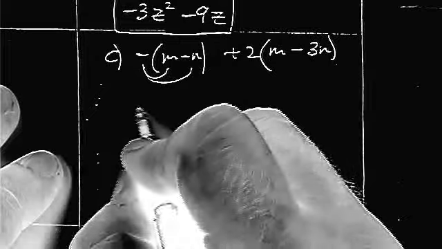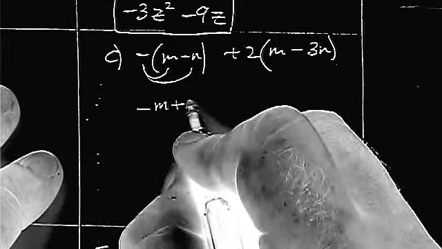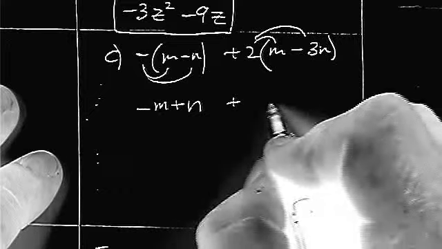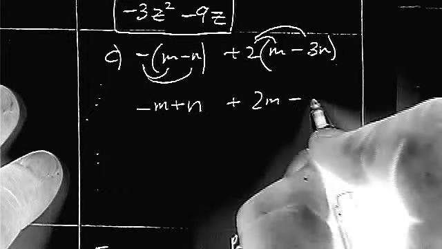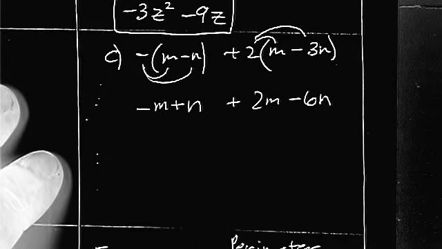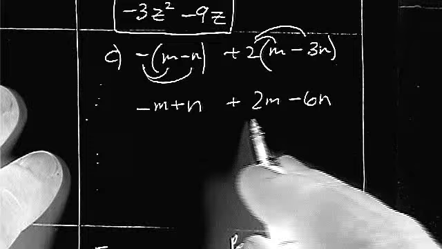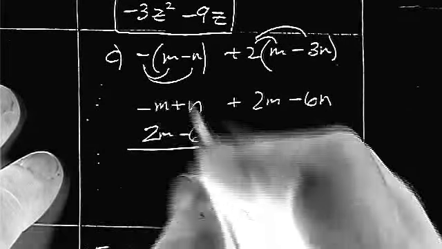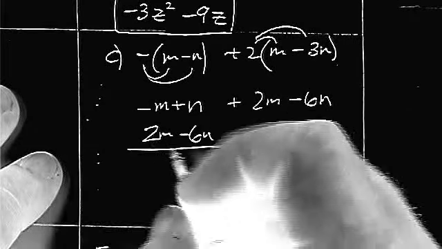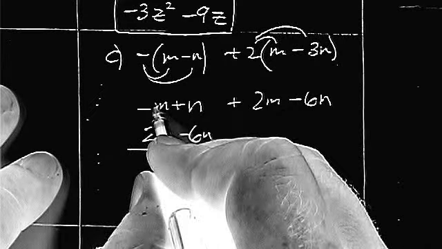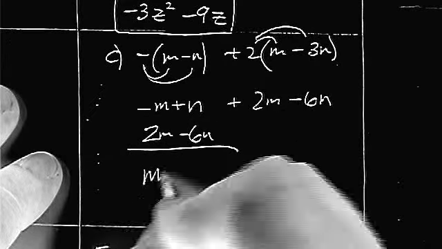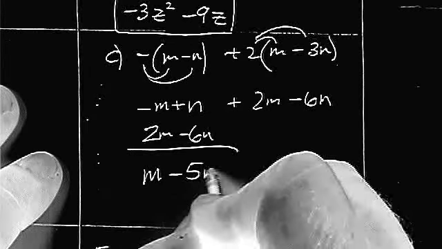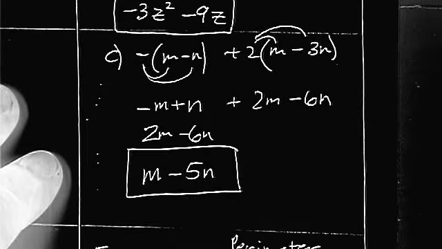So I'm going to distribute the negative there and get -m plus n, plus, and then I distribute the 2 and I get 2m minus 6n. Then, of course, since I'm adding like terms, I'll just put them underneath each other, and I will add them in vertical column fashion. So that is -1m plus 2m, that makes 1m, and -6n plus 1n would make -5n. Okay?